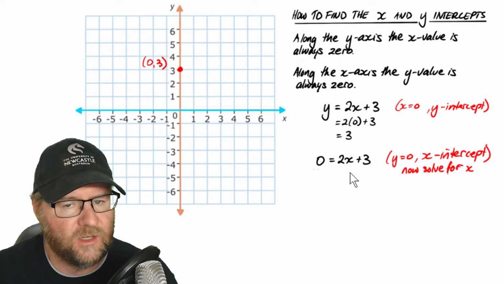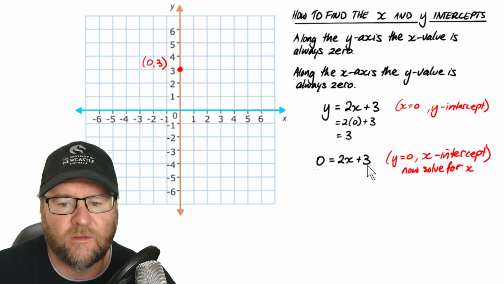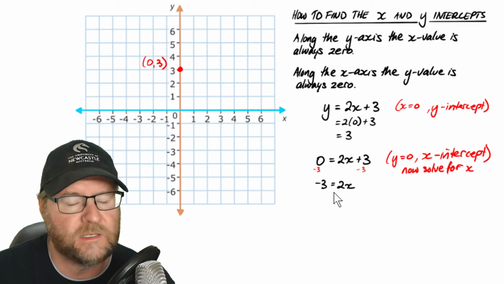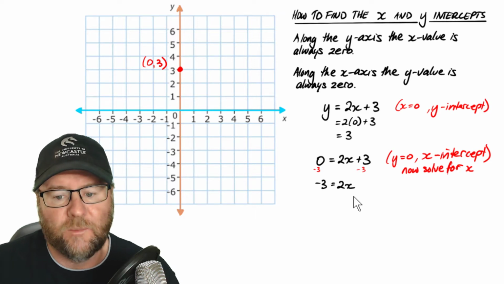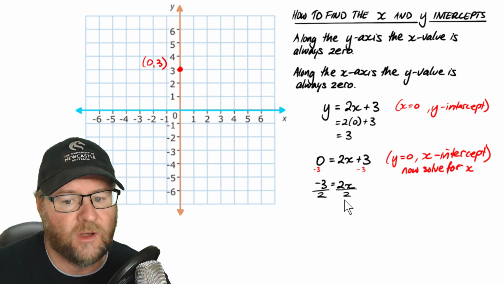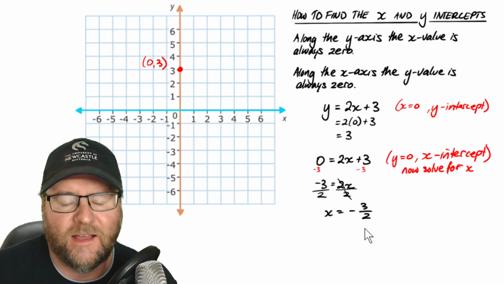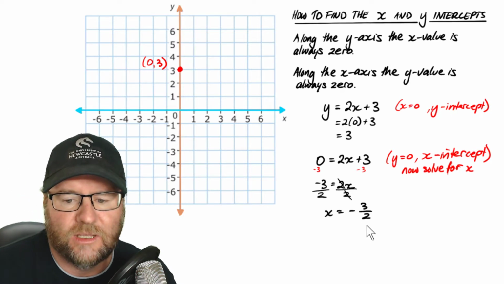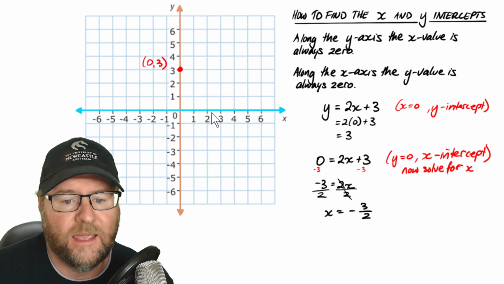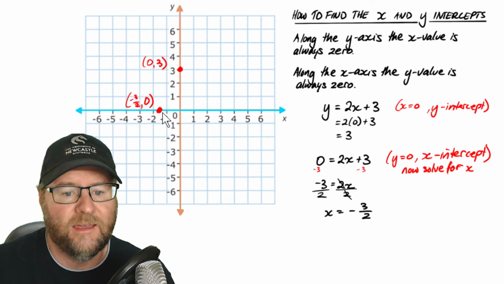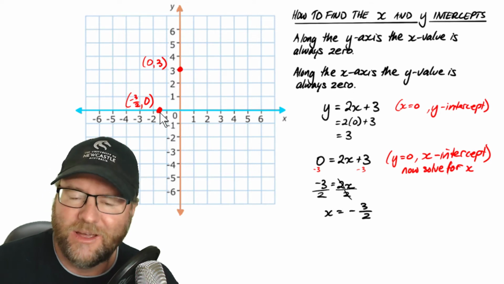So now I'm just going to use my algebra skills to get rid of plus 3. The opposite is take 3 from both sides, which gives me minus 3 equals 2x. The opposite of timesing something by 2 is divide by 2, which means I can cancel them out. And now I have an x value of negative 3 over 2. So I can go along my x-axis till I find the point (negative 3 over 2, 0), which happens to be right there. And that is my x-intercept.